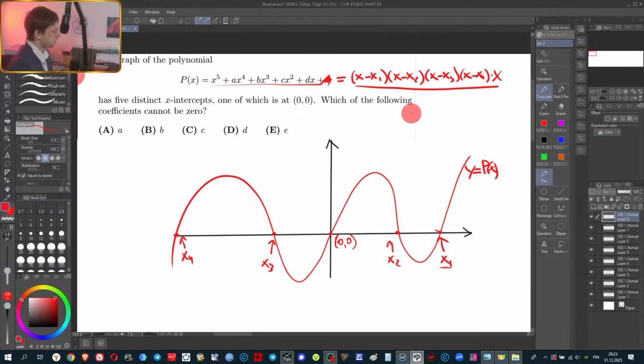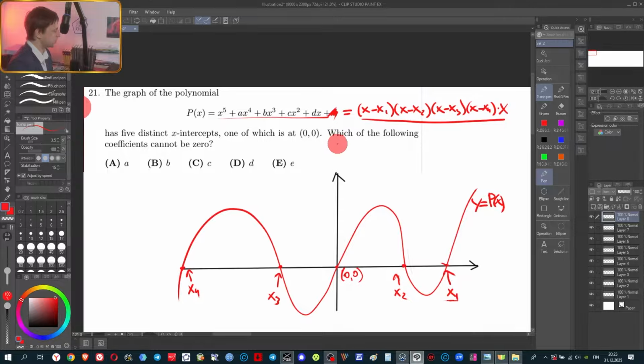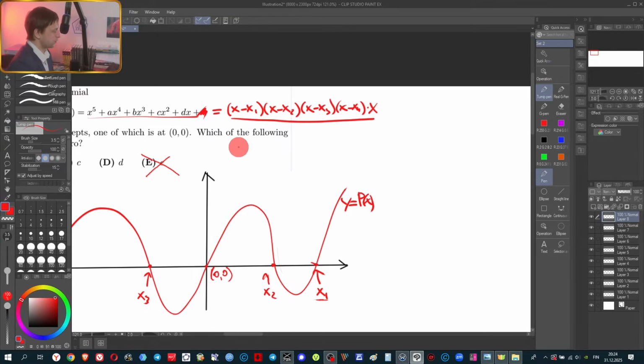And after that, when we have this basic information, they ask us which of the following coefficients cannot be 0. Which of the following coefficients cannot be 0? So e is 0, obviously. And which one cannot be 0? Look, if I consider this product here, let me write it like this: x, and here x minus x1, because it's a more traditional way, x minus x2, x minus x3, and x minus x4.